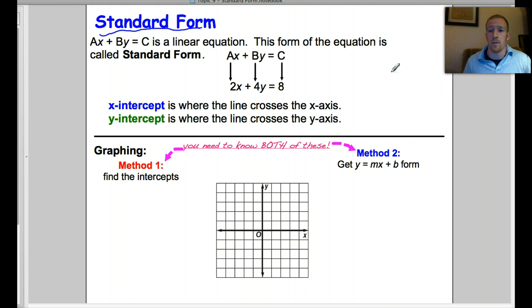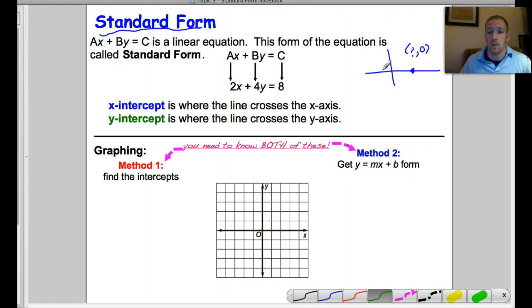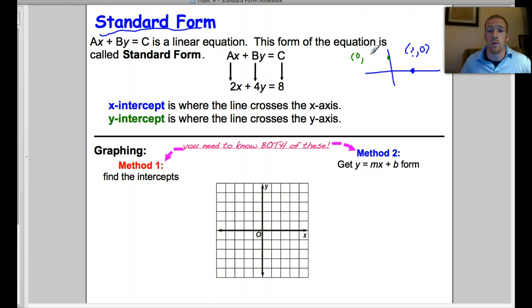So the x-intercept: if I'm on the x-axis somewhere, I don't know what the x-coordinate is necessarily, but I know that the y-coordinate has to be 0. That's some useful information. So if I know the y-coordinate has to be 0, I can plug in 0 for y. And for the y-intercept, I know that the x-coordinate has to be 0, whatever the y-coordinate is. I'm going to use that for this method here.